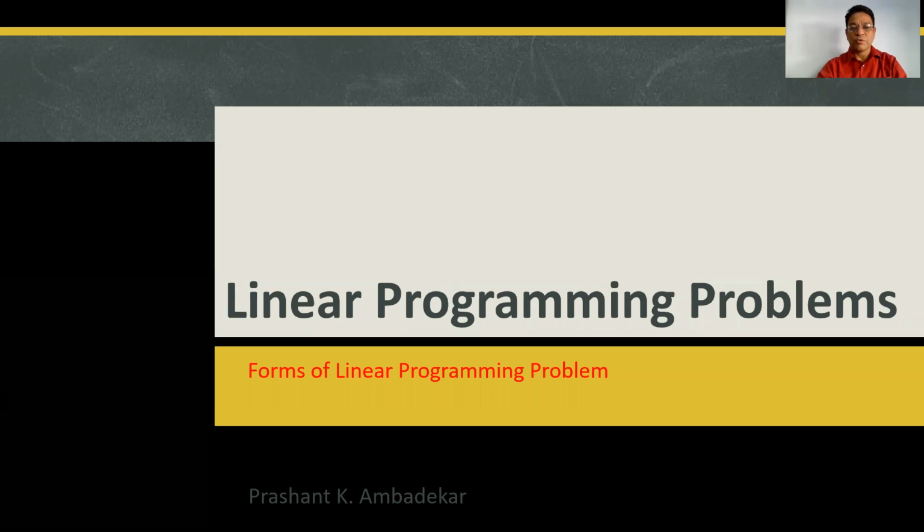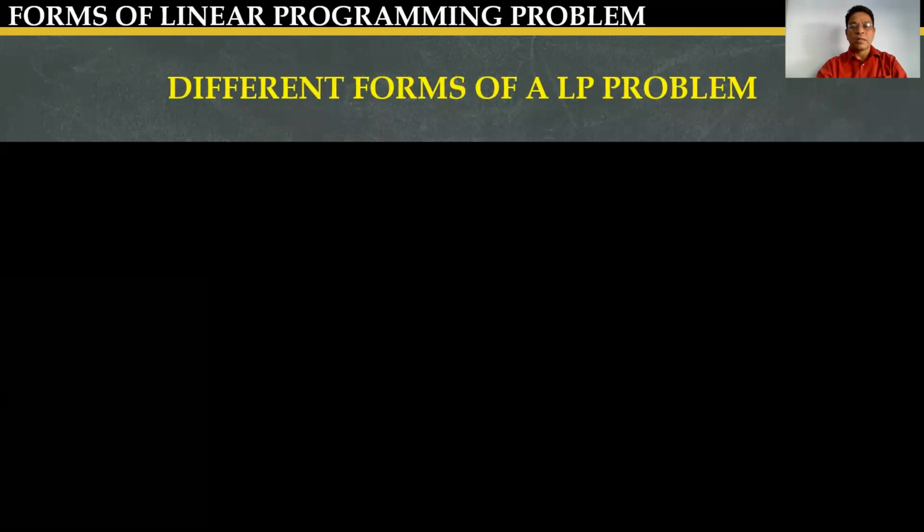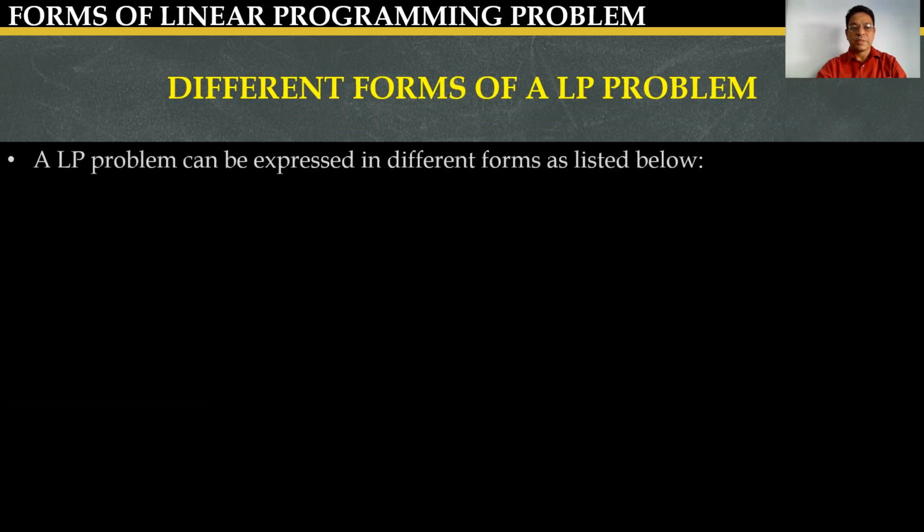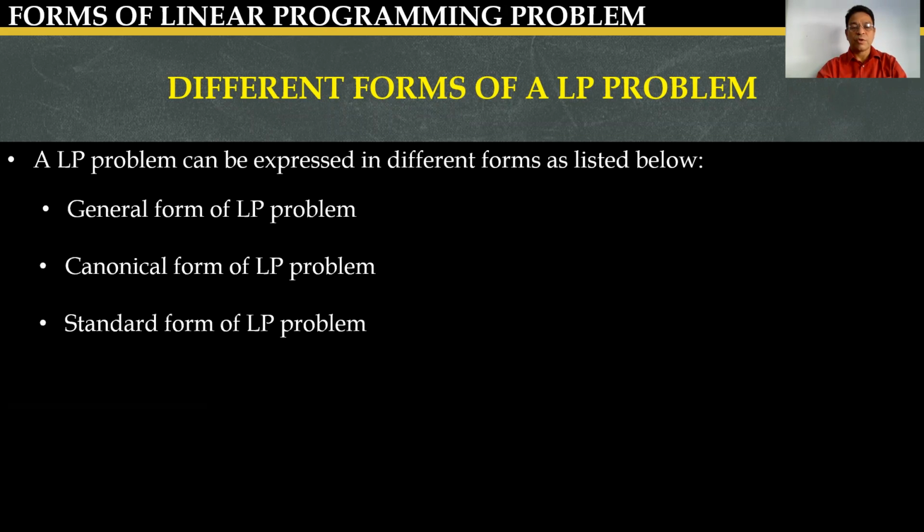We are in the subject of operation research. In this video, I will explain the various forms of linear programming problem. So let's start. A linear programming problem may be expressed in different forms. Like it can be a general form of LP or linear programming. It can be a canonical form or it can be standard form. So all these forms have its own importance and its own application.